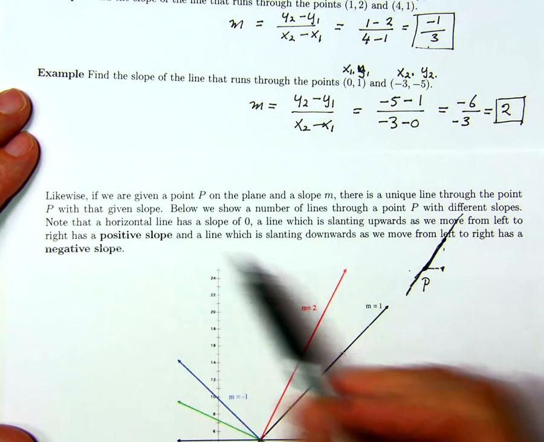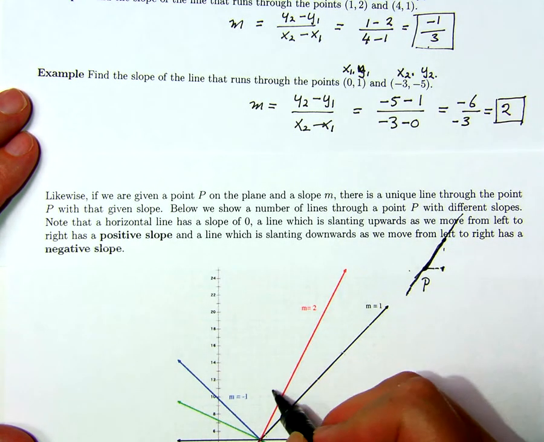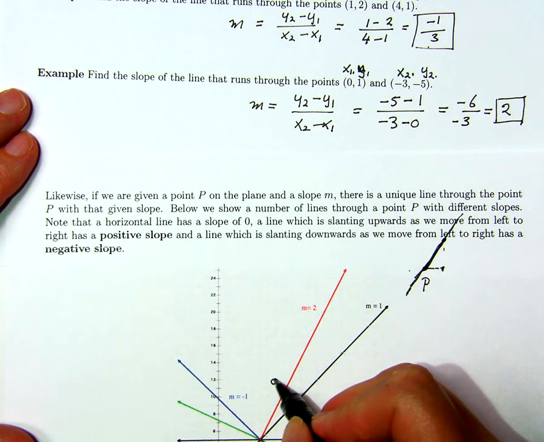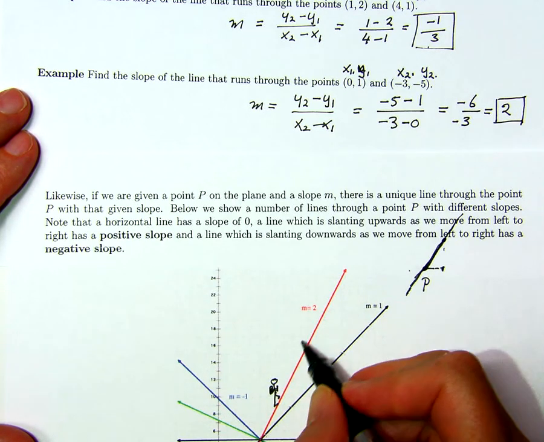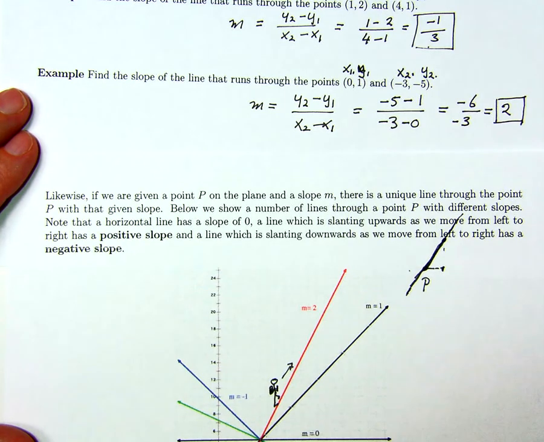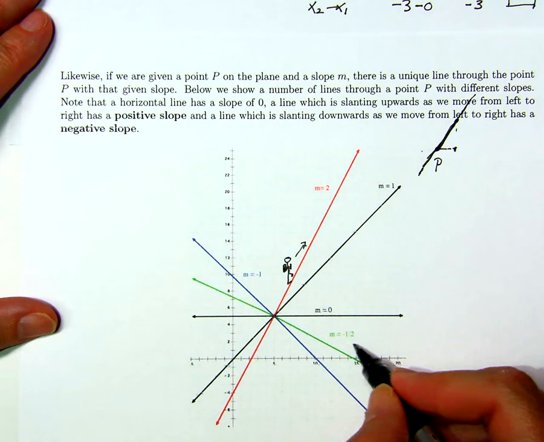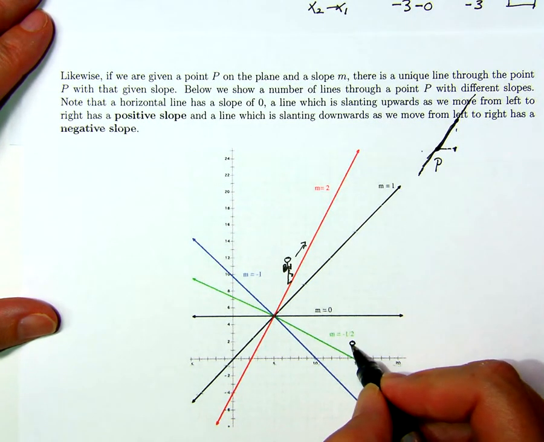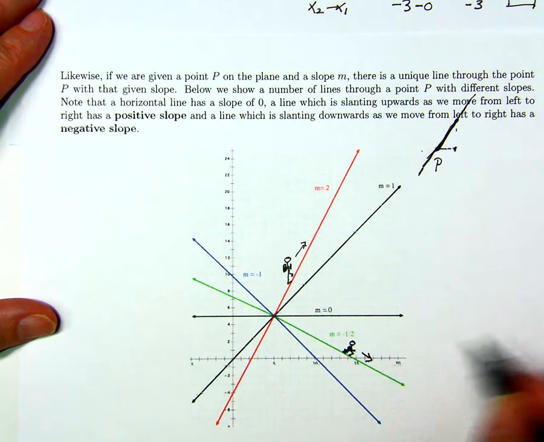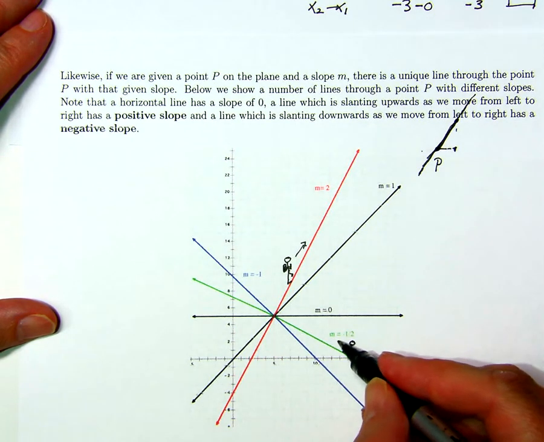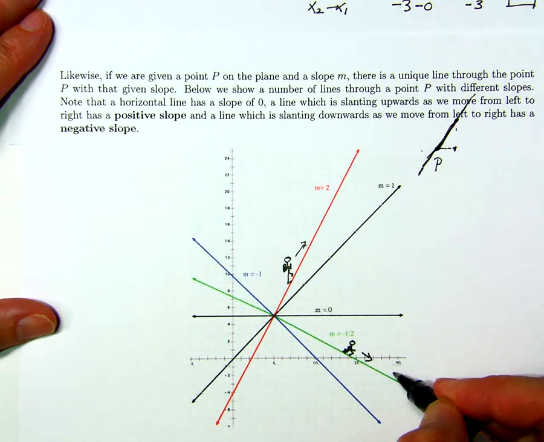Lines which have a positive slope slant upwards. If I were to climb the line from left to right with my backpack, if it has a positive slope, then I'm going uphill as I go from left to right. If the line has a negative slope and I'm walking along it from left to right, I'm heading in this direction, then if it has a negative slope, this one has a slope of -1/2, then I should be going downhill.